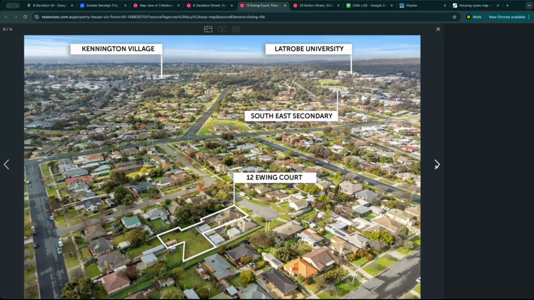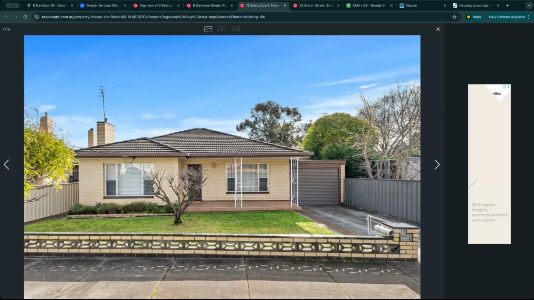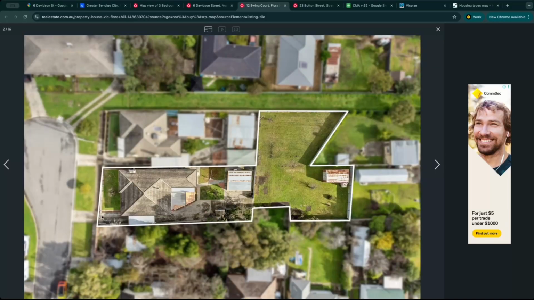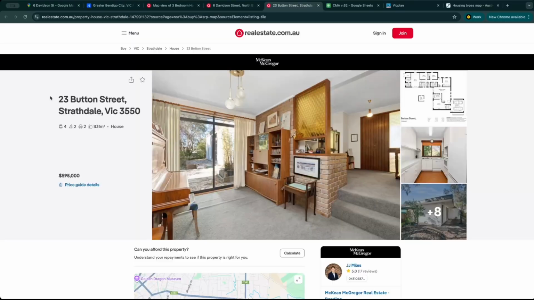If we look at the front photo, there's no access around the side of the property. You've got a carport over here, which technically you could knock down, and that would make it more viable. But it's a super, super irregular land size or land shape. And so there's no point really even considering it as a potential value add opportunity.